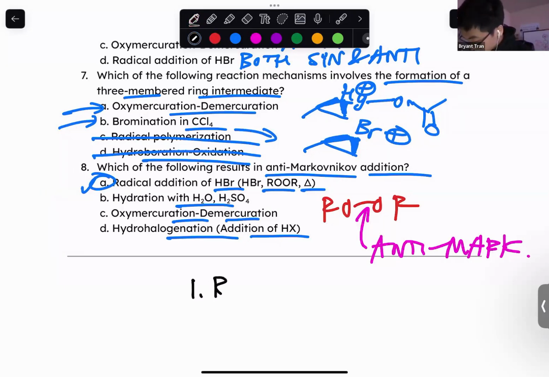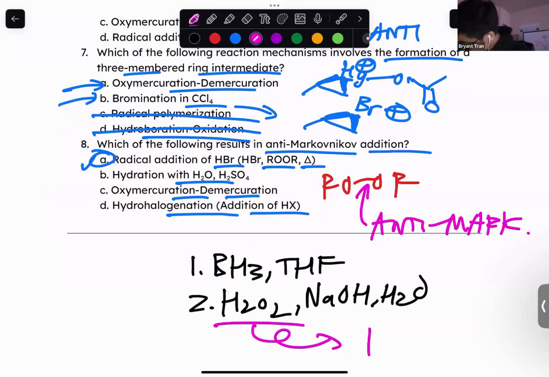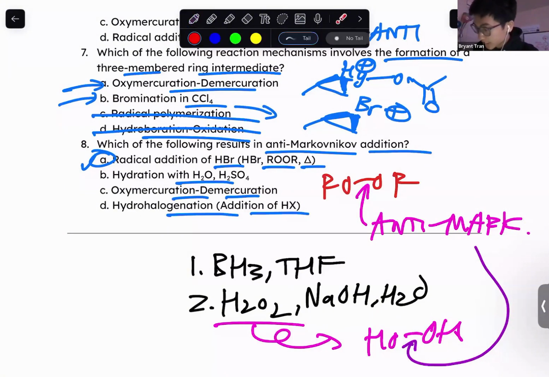That's because the reagents for hydroboration oxidation are, the first step is BH3 THF, the second step is going to be H2O2, NaOH, water. This H2O2 right here, if I draw that out like this, we also see that there is a peroxide bond here leading to an anti-Markovnikov reaction. So there's 2 anti-Markovnikov reactions for this midterm: the HBr with ROOR and heat, and the hydroboration oxidation reaction, right?